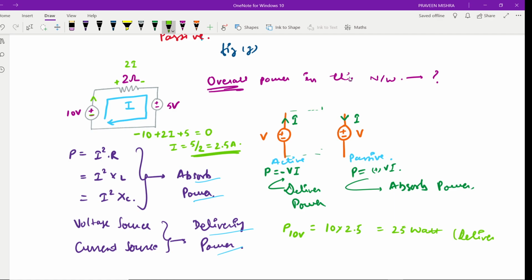Power is delivered when P equals minus times VI, so it will be minus 10 into 2.5, minus 25 watt. And for the 5 volt source, current is entering at the positive terminal of this source, so it will be 5 V into I 2.5, which is 12.5 watt positive. It will absorb the power.